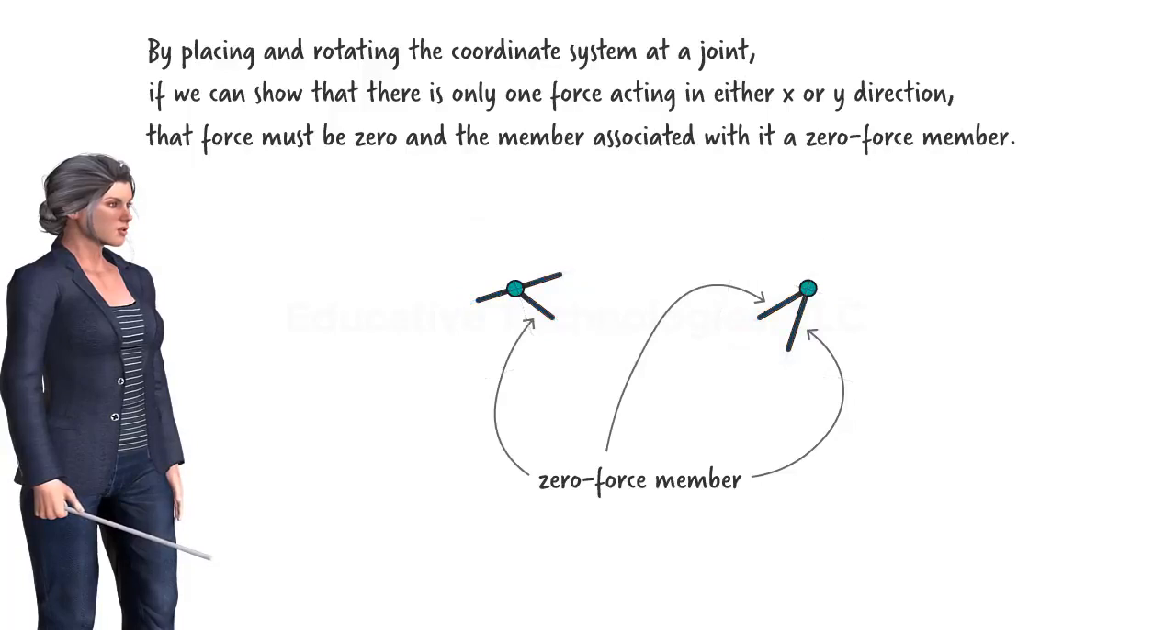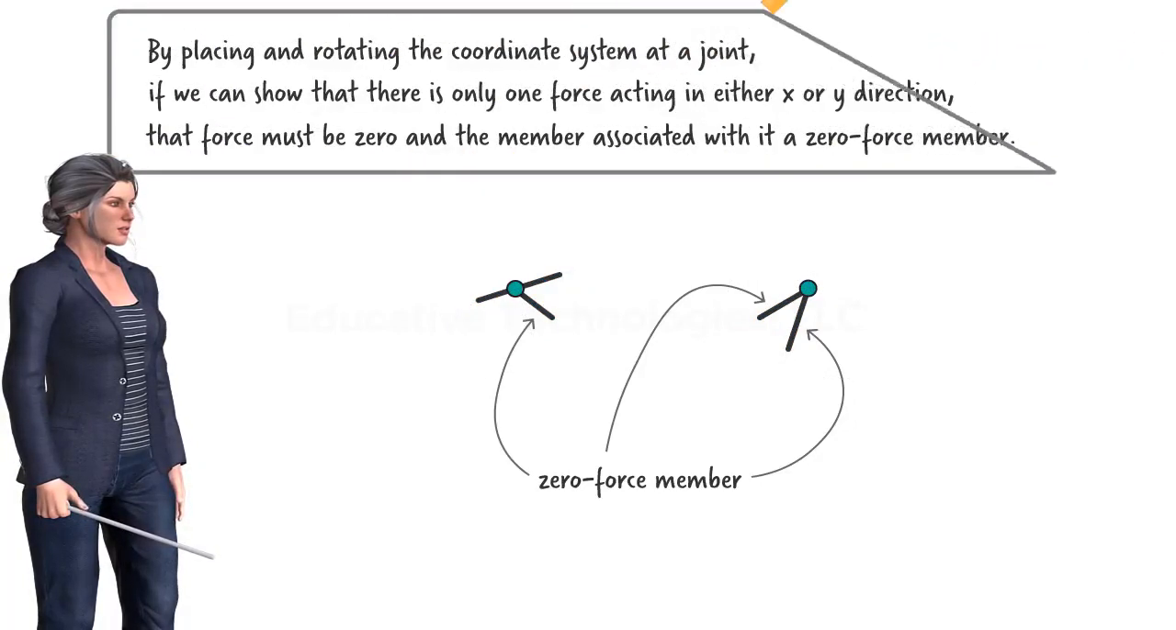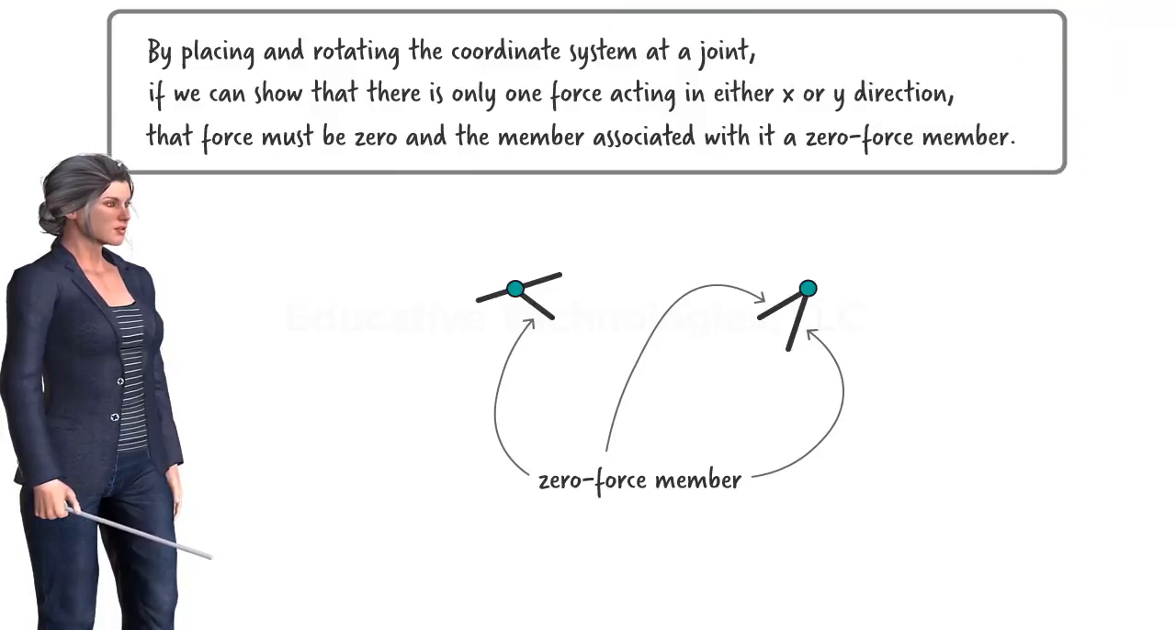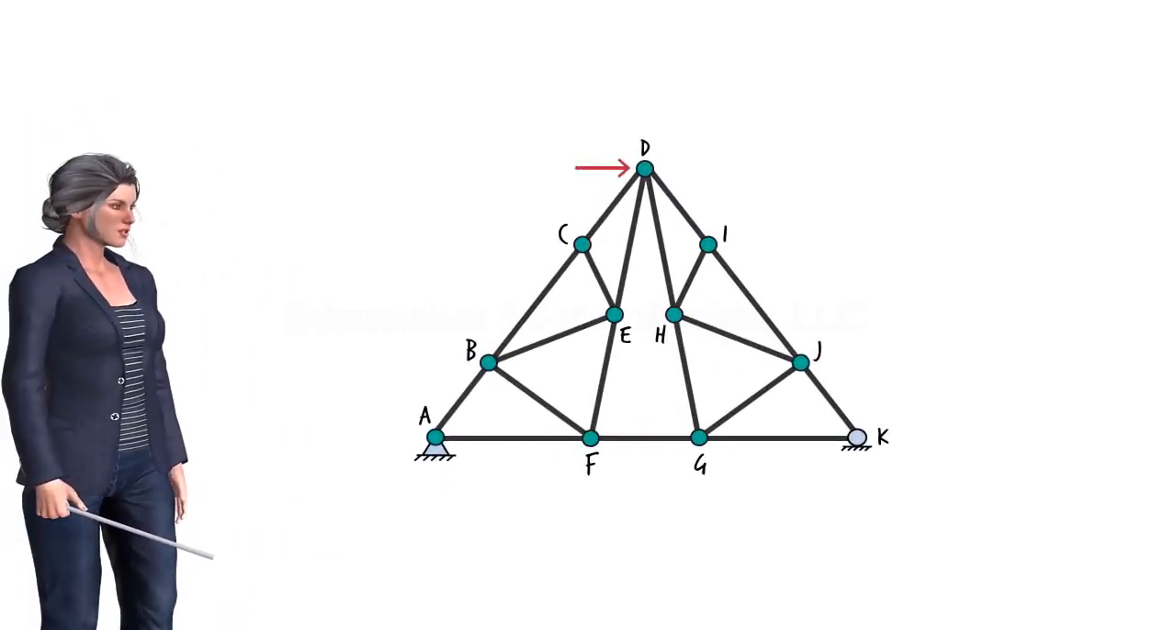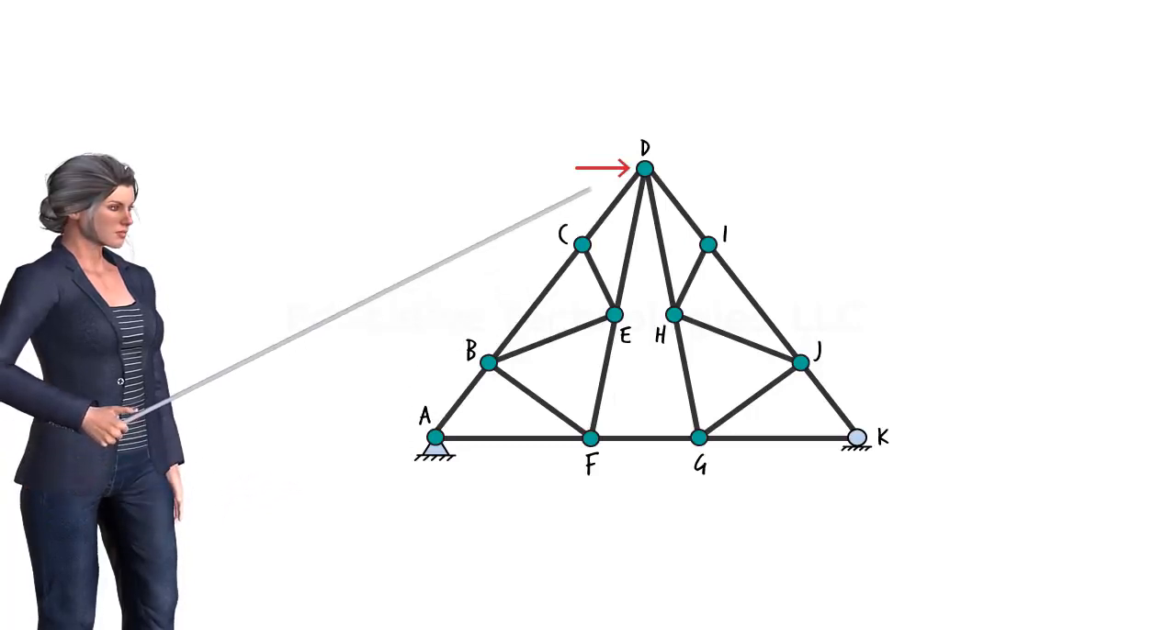By repeatedly applying this principle to the joints of statically determinate trusses, we can identify their zero-force members qualitatively. Let's put this principle to use and see how it can help us identify the zero-force members in a couple of trusses. Consider this statically determinate truss. Suppose we wish to identify the zero-force members when the structure is subjected to a load at joint D.